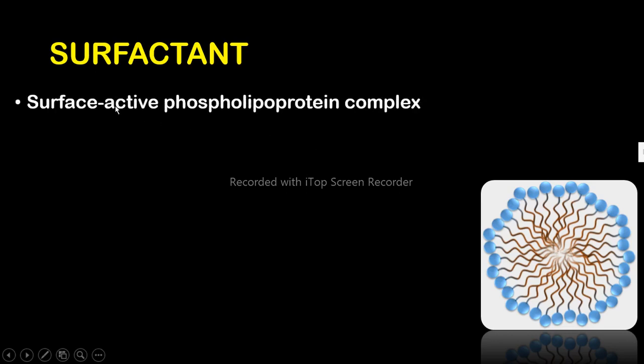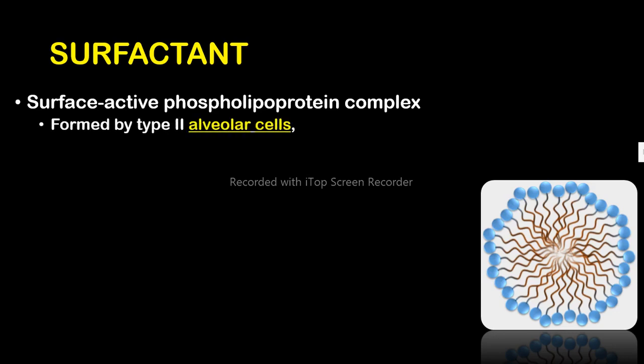So these surfactants are lipoprotein molecules. They are surface active phospholipoprotein molecules with two heads. One head is hydrophilic and another head is hydrophobic, and it is formed by the type 2 alveolar cells. And they actually perform some important part.